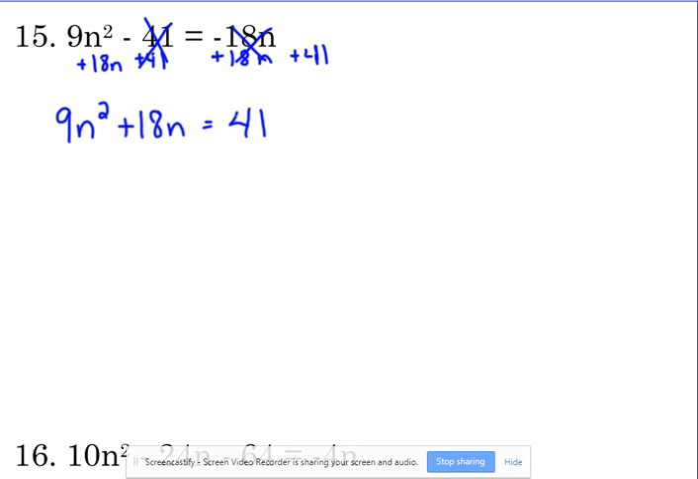Okay, so if we're trying to solve this by completing the square, our completing the square steps said if a was not 1, we've got to factor out that number. So we're going to factor out a 9 from the left side. So we're left with n squared plus 2n. Here's where we leave our space, is equal to 41.